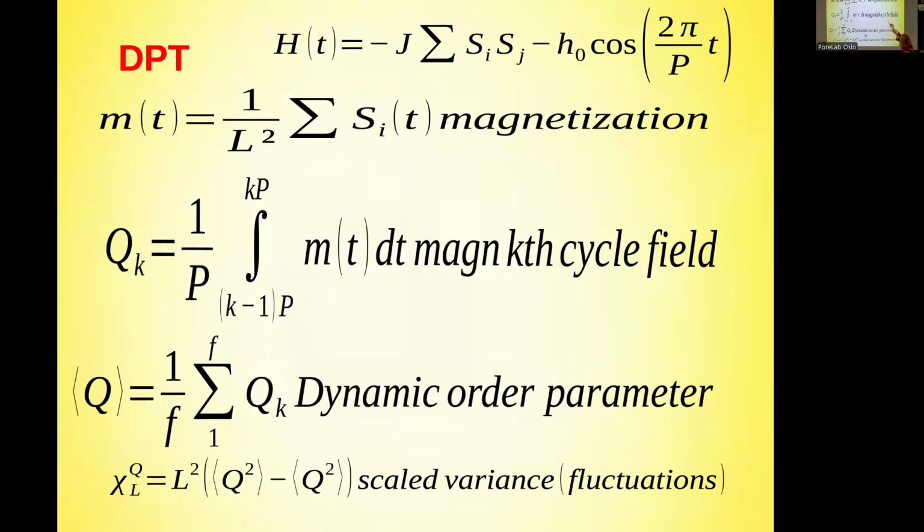Suppose that you have a Hamiltonian like that one. In our case, we're interested in the ferromagnetic case, so J will be positive. The spins want to be parallel to each other, and you have an oscillating field of period P. So you measure the average magnetization per cycle. The order parameter will be the average of the average magnetization, and you measure the fluctuation by the derivative of Q, that is the scaled variance. Okay.